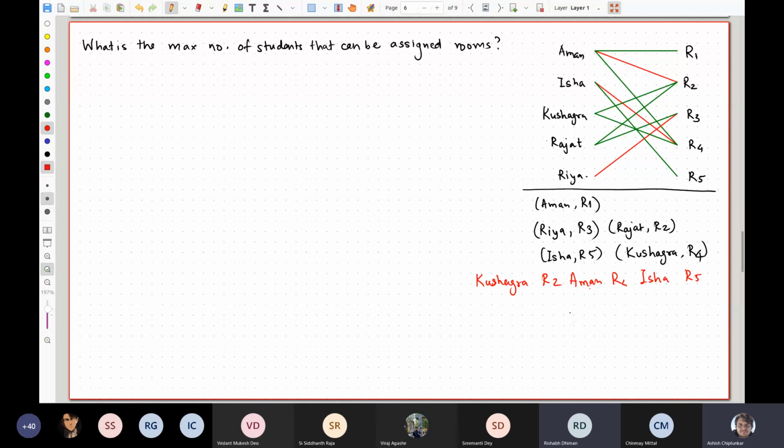Achha, so you're trying to say that, okay, you'll tell Kushagra to go into room 2, but you'll find Aman over there. So you'll request Aman to occupy room 4, but you find Isha over there. So you request Isha to occupy room number 5. Achha, cool. Ramanuj?